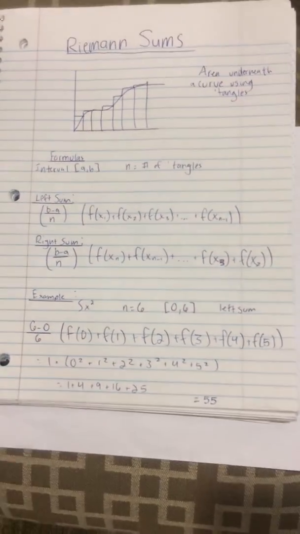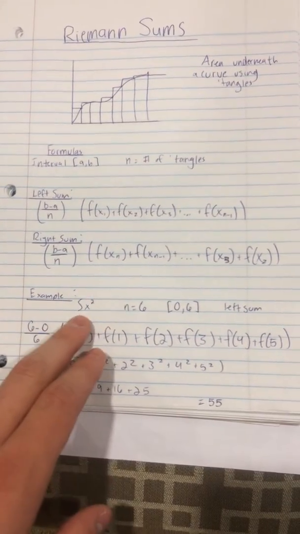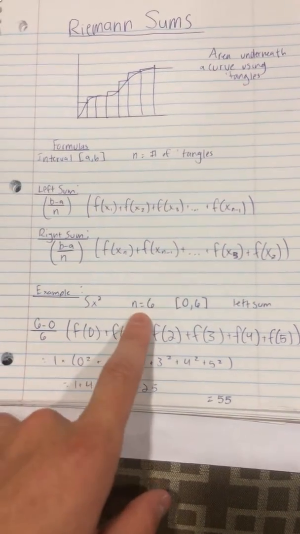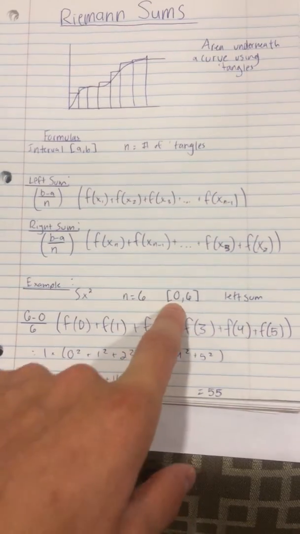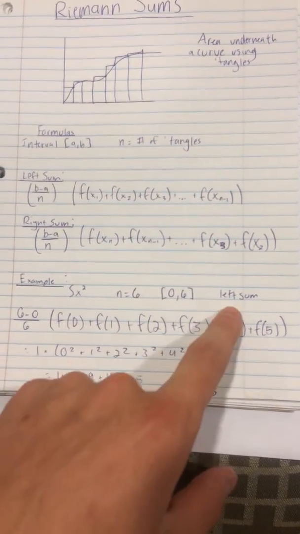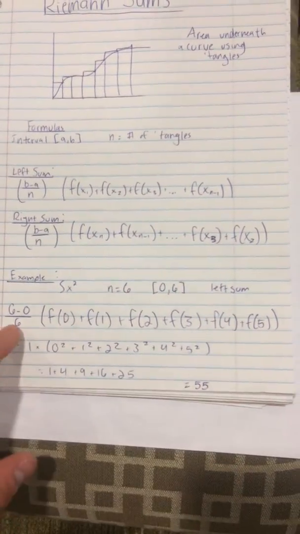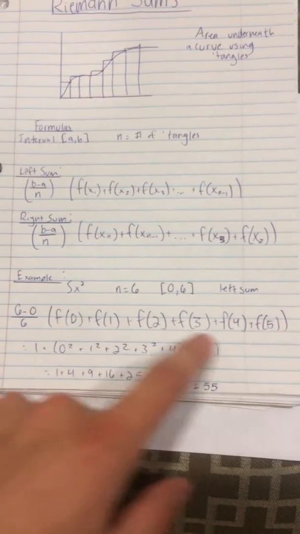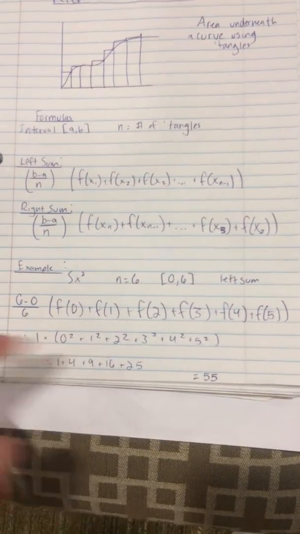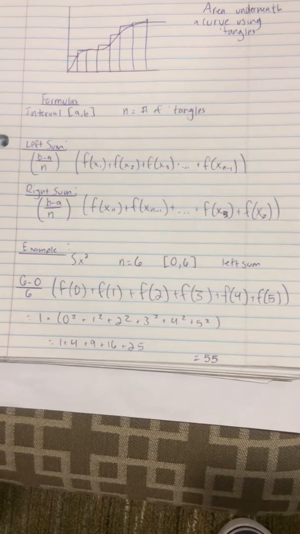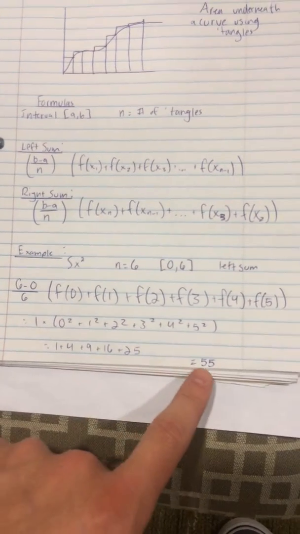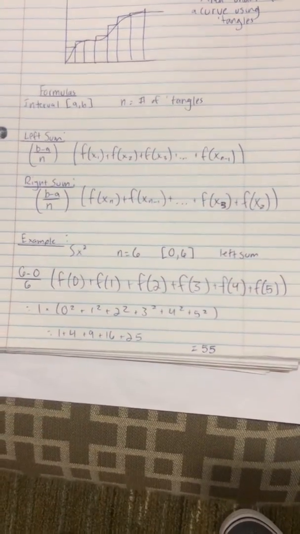Now here's another nifty thing. It's an example problem we have. Now here's your function, the integral of x squared, and there's the number of rectangles you're supposed to use. 0 to 6 is your interval, and you're using a left sum. So we have the formula laid out here, and all you have to do after that is some basic arithmetic, and you get your answer of 55. Isn't that easy? That's fantastic.